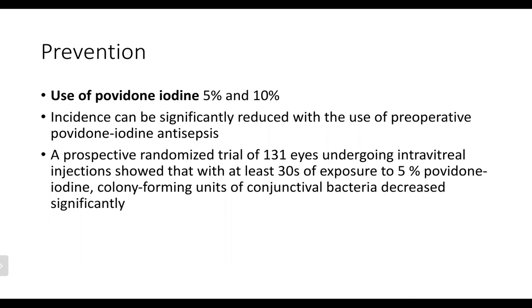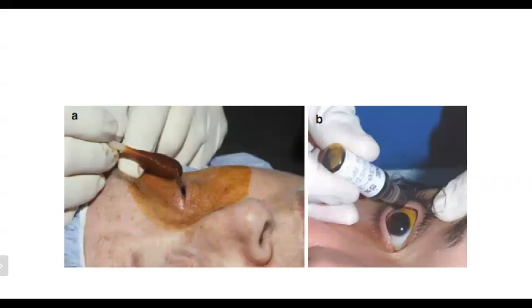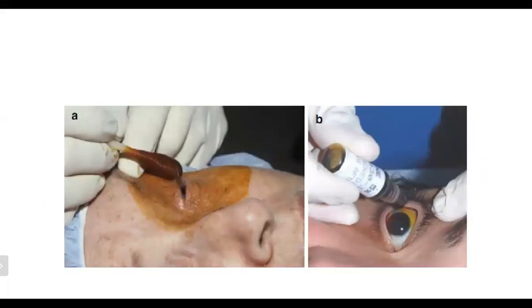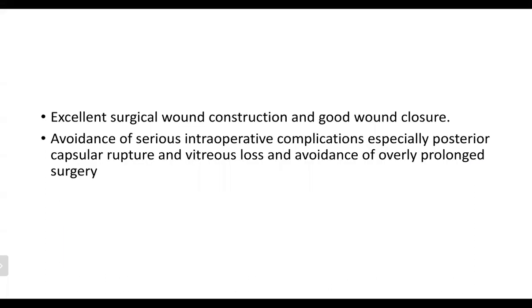A prospective randomized trial of 131 eyes undergoing intravitreal injection showed that with at least 30 seconds of exposure to 5% povidone iodine in the conjunctiva, colony forming units of conjunctival bacteria decreased significantly. So this goes a long way in reducing the risk of post-op endophthalmitis. This is an image showing how to prepare the skin. I've been mentioning you put 10% on the skin, 5% in the conjunctival sac. It should ideally be left for at least 3 minutes before washing.